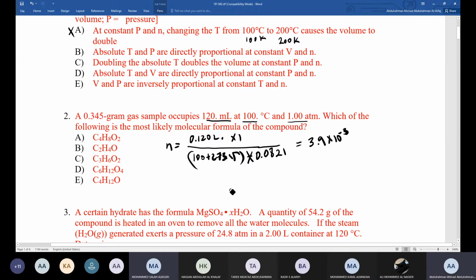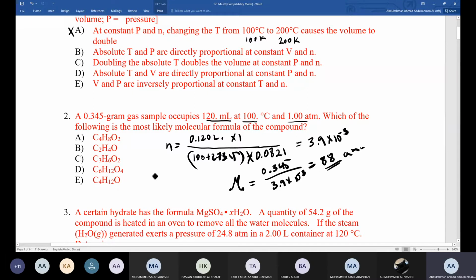What's the molar mass? M divided by N. What's the answer? 88. Yes. Okay. Now you know the molar mass is 88 grams per mole.